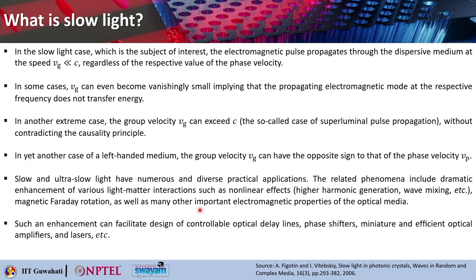amplifiers and lasers. Okay, so in addition, the ultra slow light might allow nonlinear interactions down to a single photon level, which could significantly benefit the design of ultra sensitive optical switches, quantum all optical data storage and data processing devices. So ultra slow light can also be used in quantum communication and design of novel acousto optical devices.